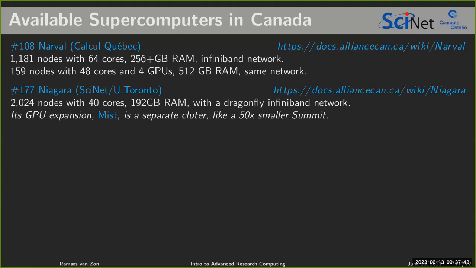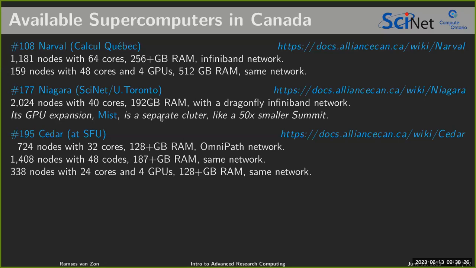And the reason for that is that we figured out from the users that we had at the time that we built Niagara, which is about 6-7 years ago, that users weren't really needing GPUs as much as they needed CPU cores. And so this is a CPU-only system. It has an interesting network that I won't go into, but it does make it easier to scale up to run on pretty much the whole system fairly efficiently. There's a small GPU expansion, but it's a separate cluster, so that's not really part of Niagara.